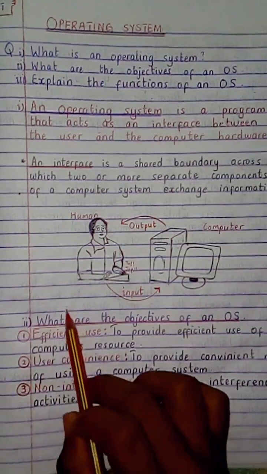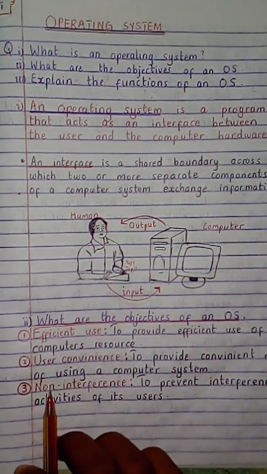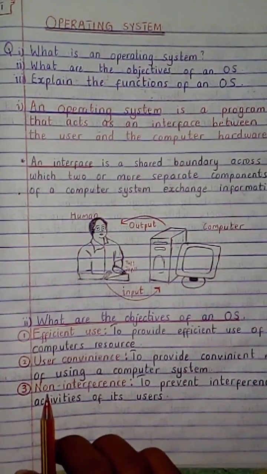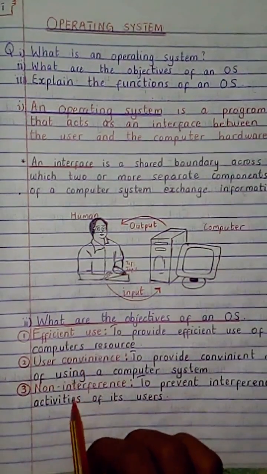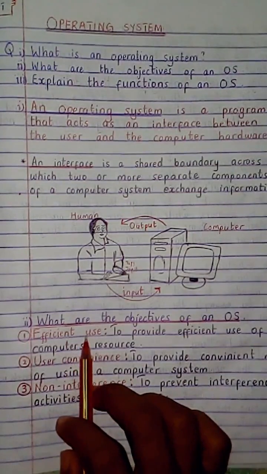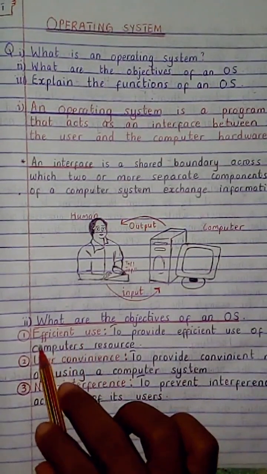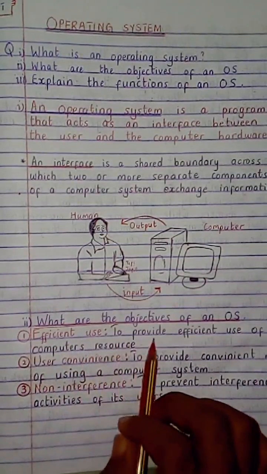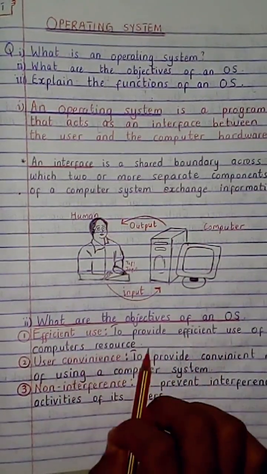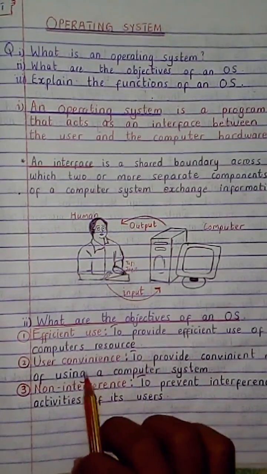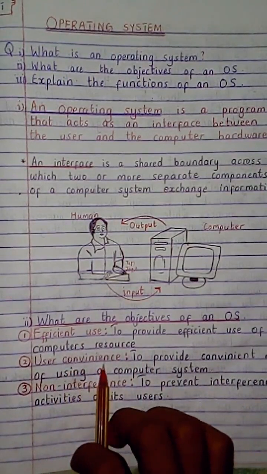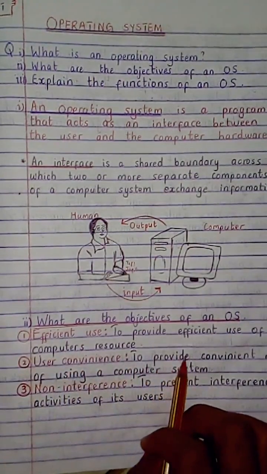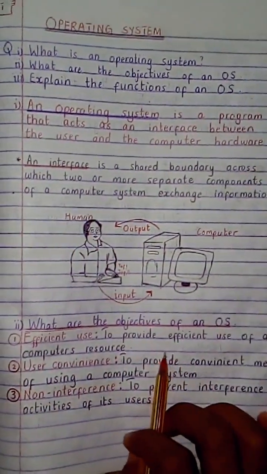So let us look at the objectives of an operating system. An operating system has many objectives, but for today we are going to look at 3 objectives. Objectives are like the goals of an operating system. So, number 1, we have efficient use. And an operating system is there to provide efficient use of computer resources. An operating system is also there for user convenience. And this is to provide convenient methods of using a computer system.